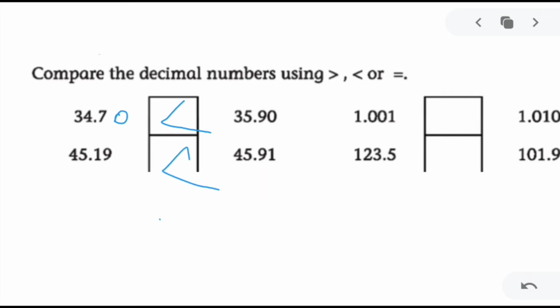So 45.91 is the greater. Next, the whole number is 1. Here also 1. Thus 1 and 1 are the same. So next, look at the tenth digit, 0 and 0, same. Next, the hundredth digit is 0 and the hundredth digit is 1. 1 is greater, so put the symbol. And next one, 123.5. Here 123 is the whole part, and 101 is the whole part. Which one is greater? Yes, of course, 123 is the greater.